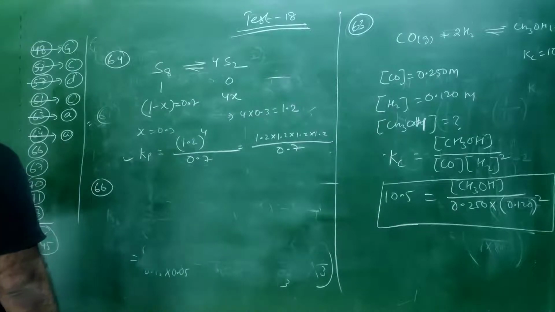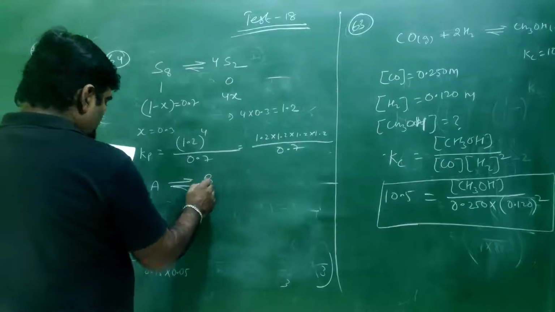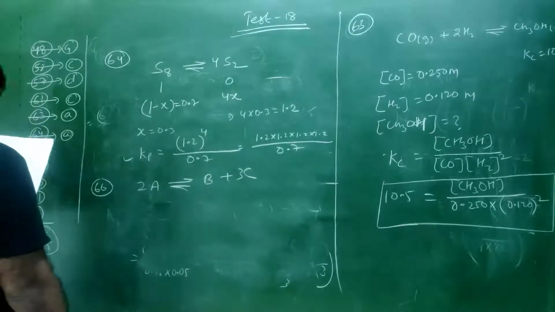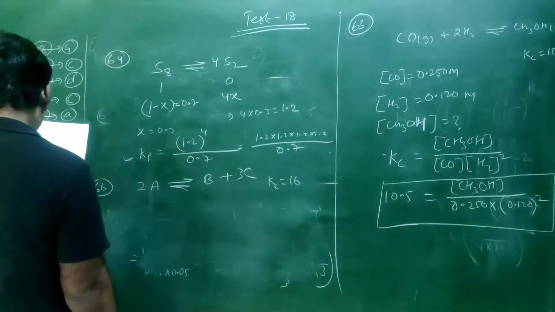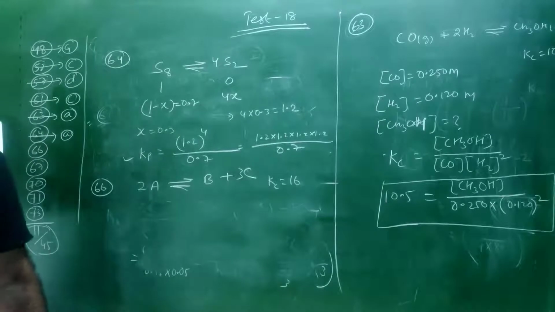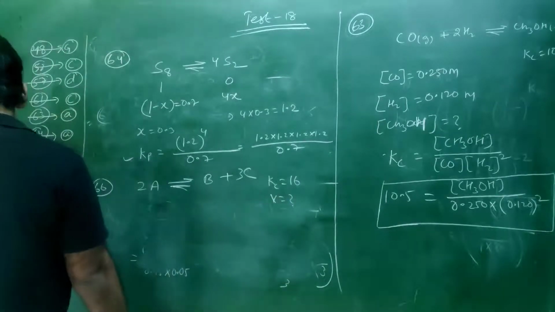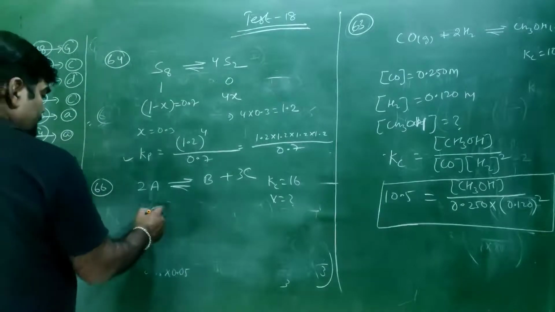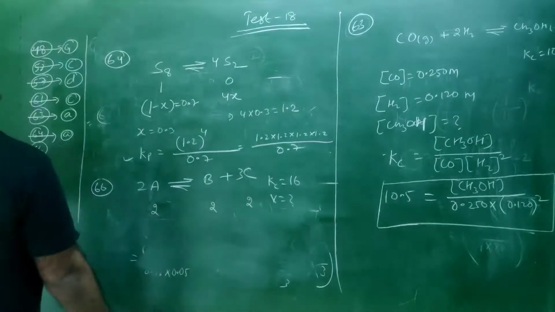Question number 66. For the reaction 2A gives rise to B plus 3C, at a given temperature, Kc is given as 16. What must be the volume of the flask? You need to calculate the volume of the flask if a mixture of 2 moles of each of A, B, C exists at equilibrium. So this is 2 moles, this is 2 moles, this is 2 moles at equilibrium.